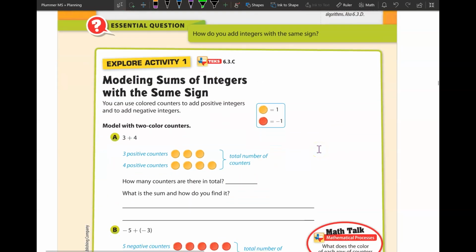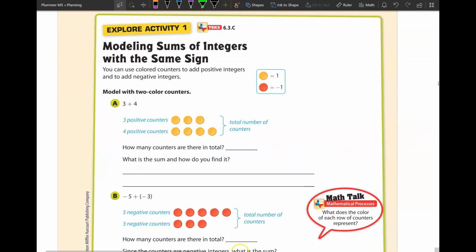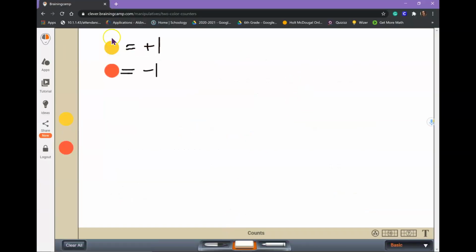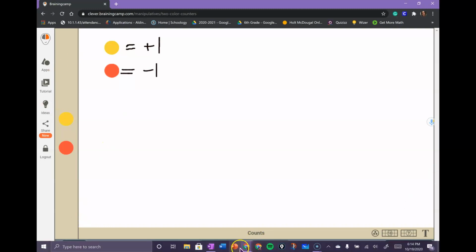So let's get started. Now for you, what you can use to help you with the 2 color counters, again, you're going to be going to Clever, so you can go to Brainingcamp. I'm going to put a video on how to do that, but this is what your screen's going to look like. I pressed here to get my colors, and then to write, I press either the marker or the highlight, and then this is to erase. Like I said, I'll have a video.